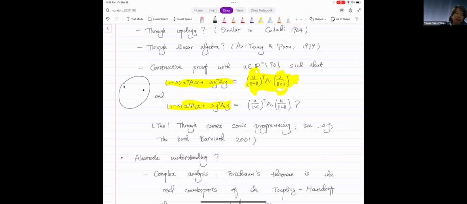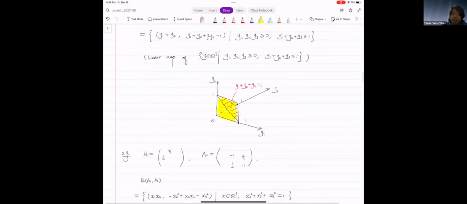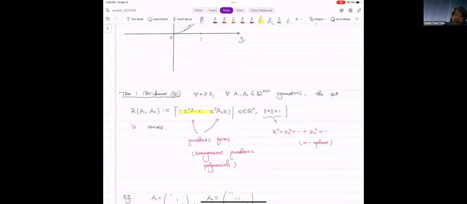I have 1 point, I have one other point. I want to prove that for any point on this line segment, it belongs to the set. It is not necessarily trivial. The reason is because the description of the set relies on the image of the n-dimensional sphere.